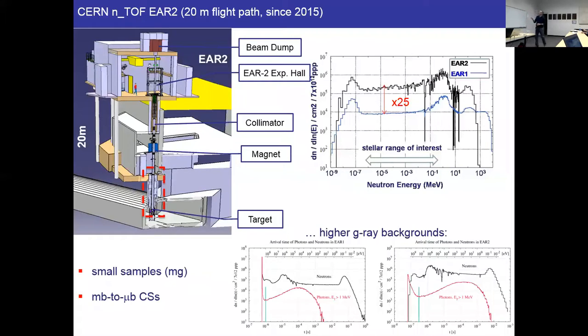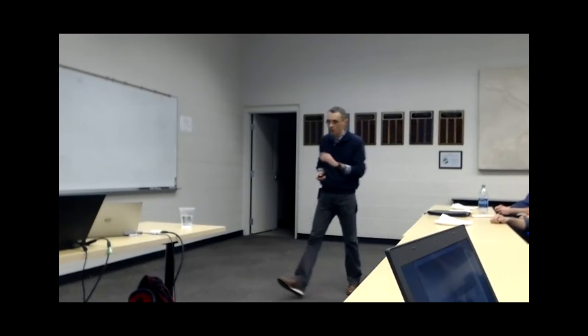Recently, we have also built a second experimental area at only 20 meters, so that we enjoy a much higher neutron flux. This is the neutron flux that we have in the experimental area as a function of the neutron energy. So we cover the full neutron energy range of interest for stellar nucleosynthesis studies, from 1 electron volt up to hundreds of kilo electron volts. But of course, being closer to the production target also involves higher neutron-induced backgrounds and gamma-ray backgrounds. The aim of this is to be able to access very small capture samples which are available only in very small quantities, like radioactive samples, which can be separated only in very small amounts, and also very small cross-sections, like the cross-sections of the neutron magic nuclei.